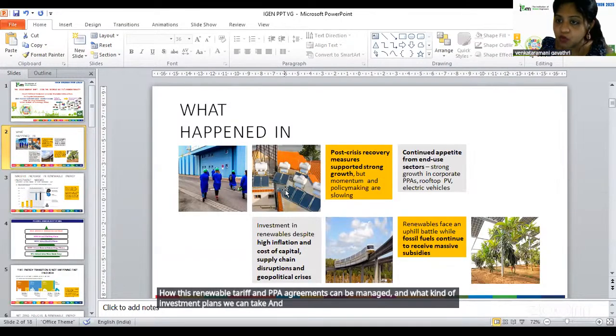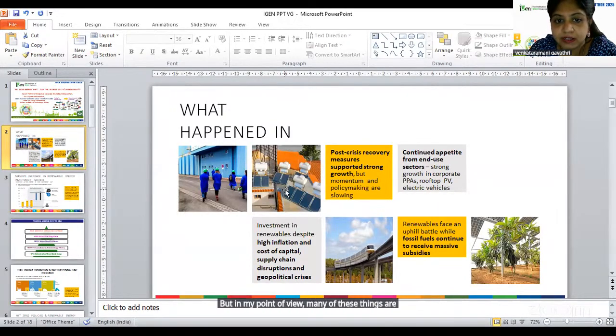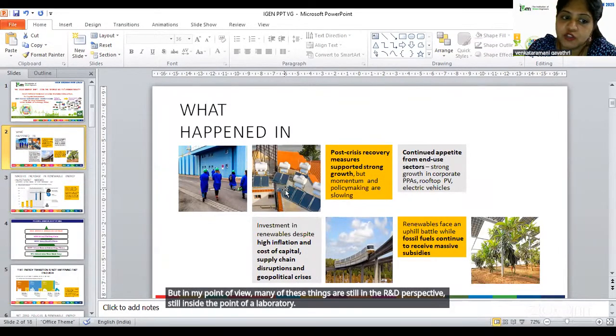And whether we have that much rooftop space to go with solar, and what the conditions are for wind systems in India. Beyond everything, we talk about the electric vehicle, but what are the challenges and practical difficulties in electric vehicles? So are we really addressing all these issues or not? In my point of view, many of these things are still in the R&D perspective, still inside the laboratory. But that has not yet popped out.